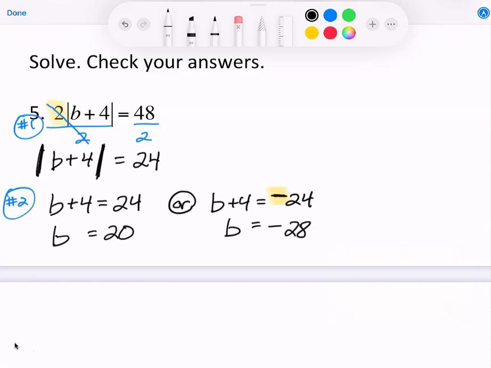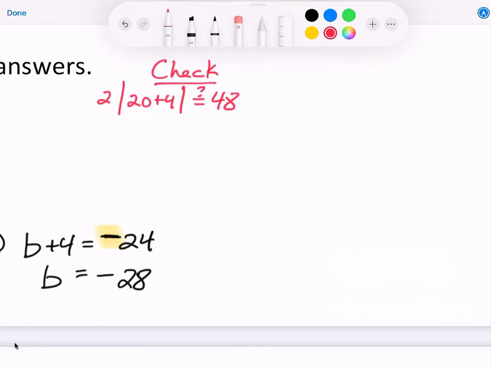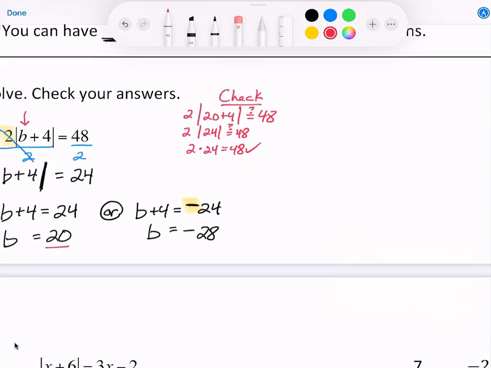So we get these 2 possible answers. I'm not going to circle them yet because I should really check my answer. So maybe I'll do that in red over here. Check. First I'm going to plug 20 into the original equation. So I have 2 times the absolute value of 20 plus 4. Does that equal 48? So solving that, we'd have 2 times the absolute value of 24. The absolute value of 24 is 24, so we have 2 times 24 equals 48. That's true. 48 equals 48. So I can circle this one.